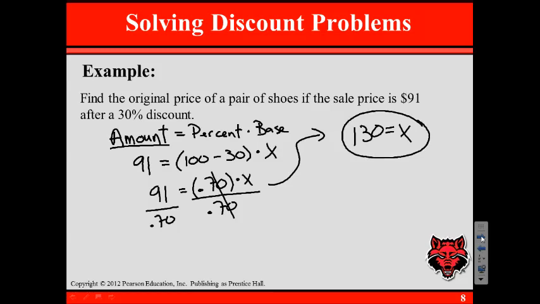Again, we use the logic test at least to make sure we were going the right direction. If the sale price was 91, the original price should have been higher, and our answer was definitely higher than $91. There are other ways to work this problem, and your instructor may show you a different way, especially if this seems confusing. But using the amount equals percent times base formula, this is exactly how we would find the original price.